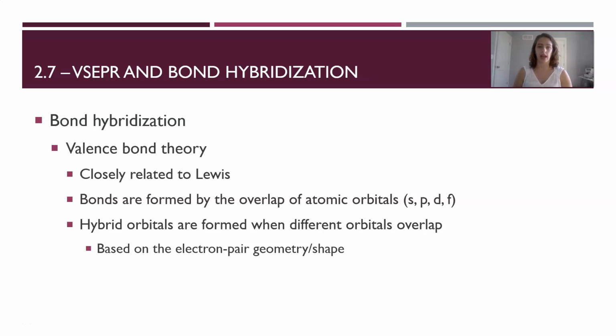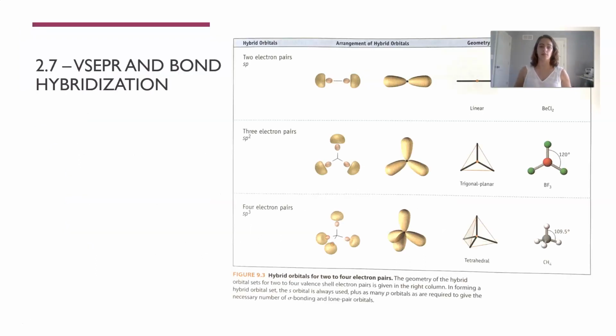It's like, well, when an S overlaps with an S, that's easy. But what happens when an S overlaps with a P? So that's where we get hybrid. That's where we get kind of blends of the S and the P together, and we call those hybrid orbitals. And those hybrid orbitals that get formed are based on the electron pair geometry or the shape.